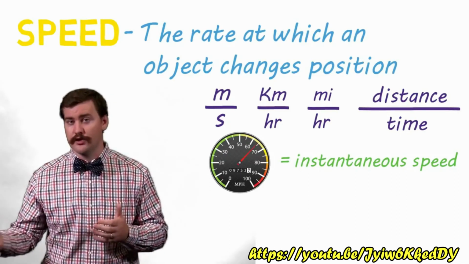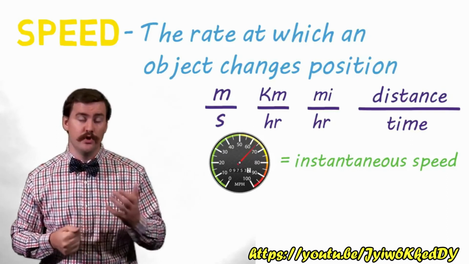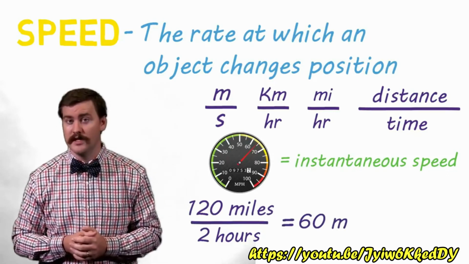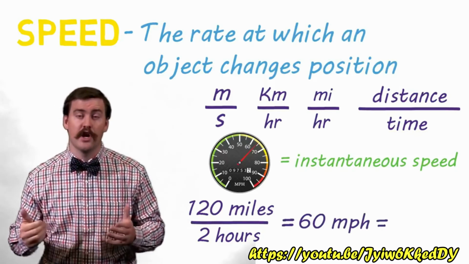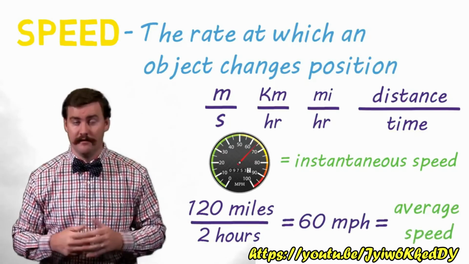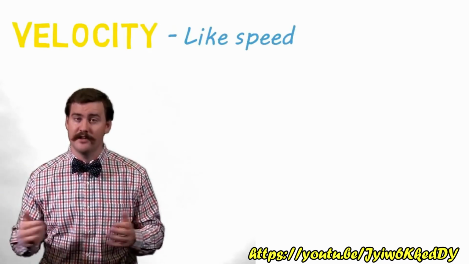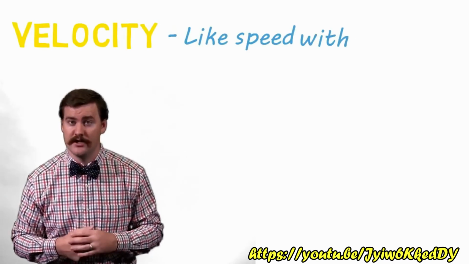If you get to the end of your trip and realize that it took you 2 hours to drive 120 miles, then your overall speed was 60 miles per hour. And this is also known as your average speed. Velocity is a lot like speed, except for one important difference. It's a vector, which means it has a direction attached to it.